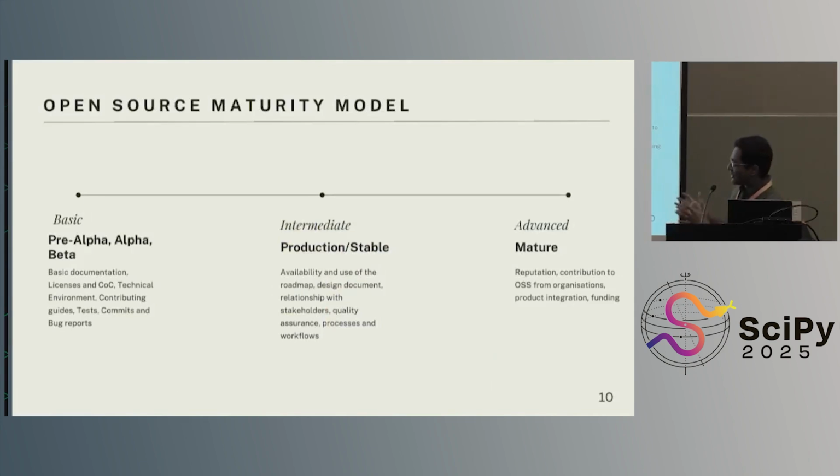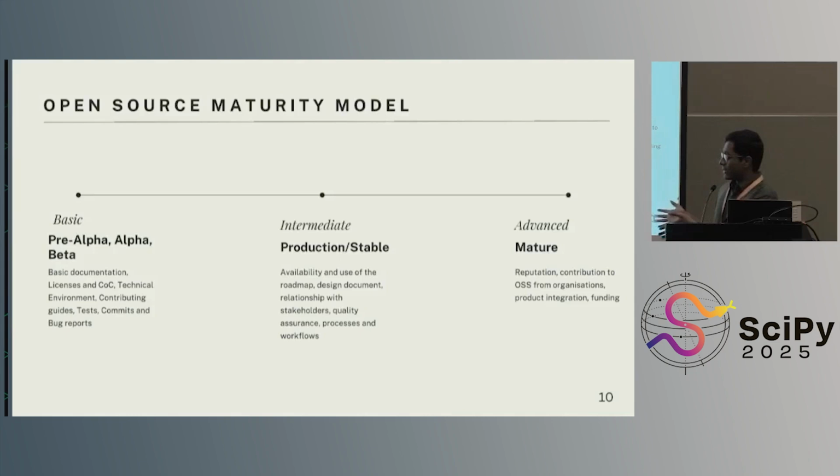So basically, this is what it means, based on that model. You have 3 levels: basic, intermediate, and advanced. If your project is in the pre-alpha or alpha stage, you are at the basic level, and your project should mostly have basic documentation. It has licenses and a code of conduct. You have a guide for setting up a technical environment, which is mostly in the contributing guide, and you have test commits and bug reports.